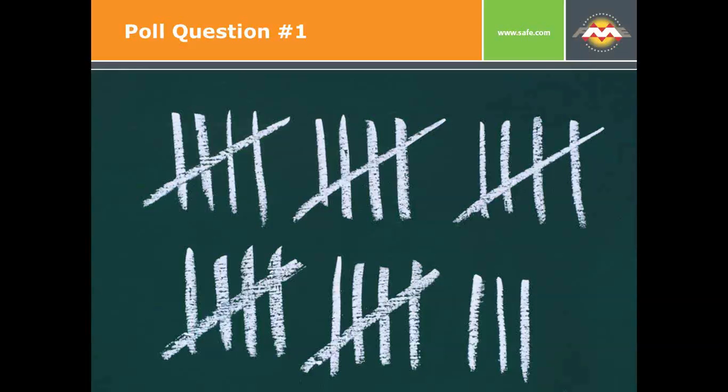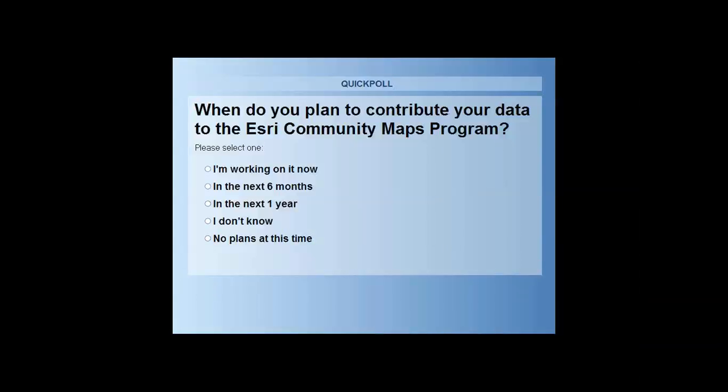We want to get to know you a little bit better, and this isn't going to be a poll about the HST, which we have in BC, or about raising the debt ceiling, but it's really asking you about when you're planning. Let's see, here we go. So we want to ask you all, just to get a sense of where you're coming from, when do you plan, or if you plan, to contribute your data to the Community Maps program.